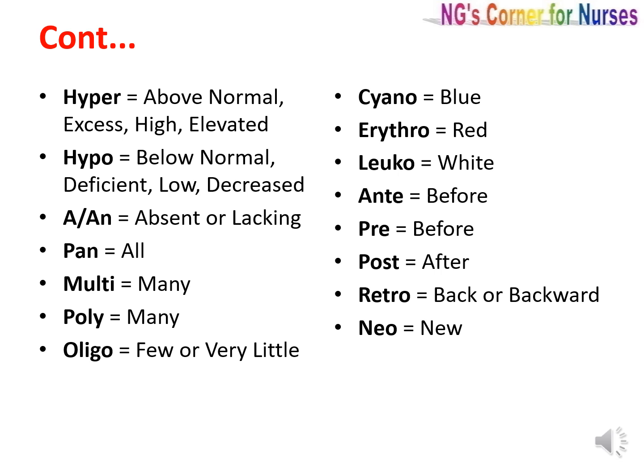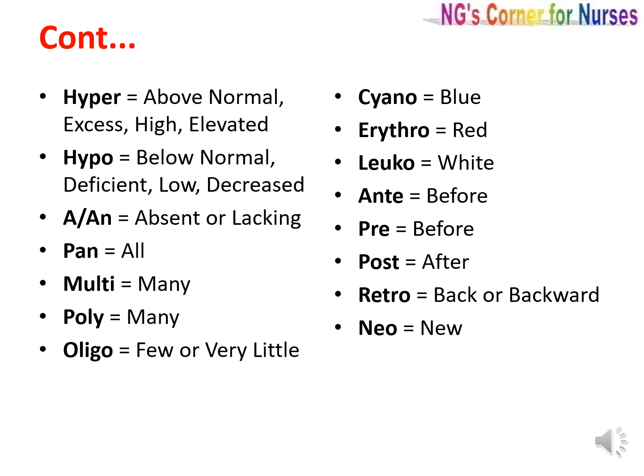Okay. Next is pan. Pan means all. As an example, we can say pancytopenia, which means reduction in the number of almost all blood cells. Next is multi. Multi means many. Multi-organ involvement. That means involving more than one organ or all organs.